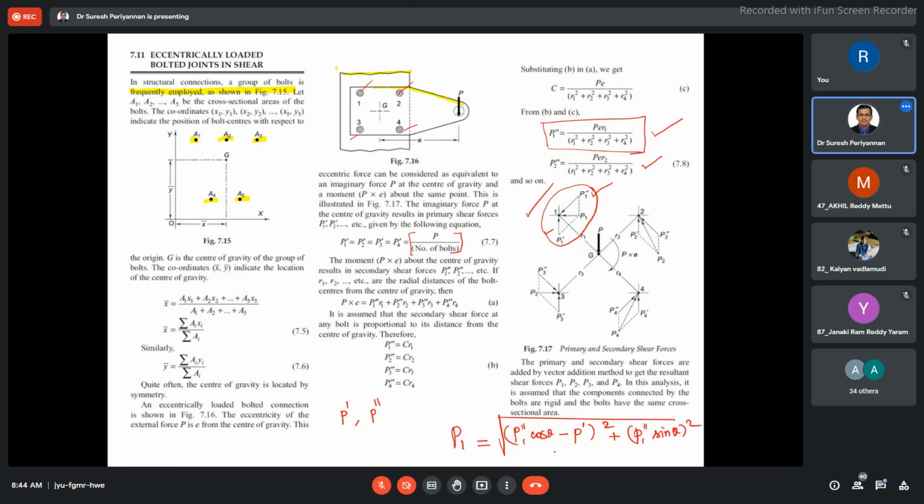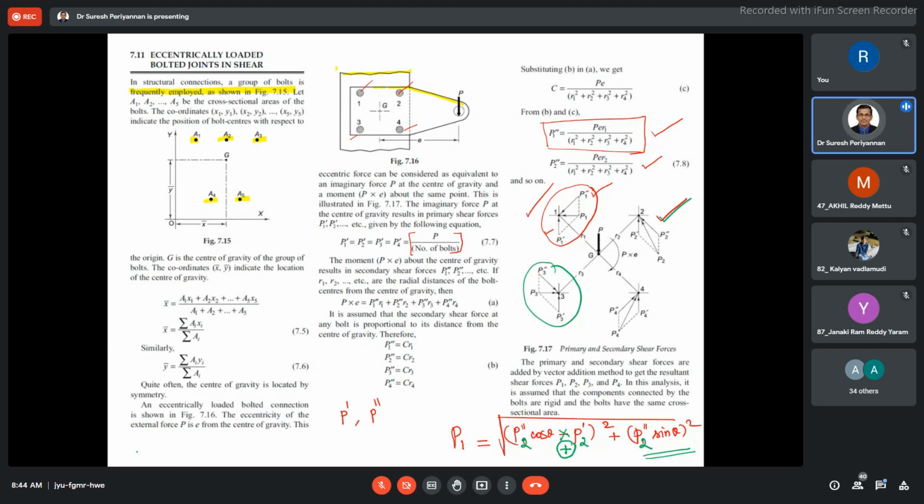Suppose I take bolt 2, then P1 and P2 are in the same direction. Then you have to remove the minus and put a plus sign. That's all. Here it becomes 2, here 2, here 2. Suppose bolt 3, then it is the square root of (P3 double prime cos theta minus P3 prime) whole square plus (P3 double prime sine theta) whole square. So that's what we discussed.